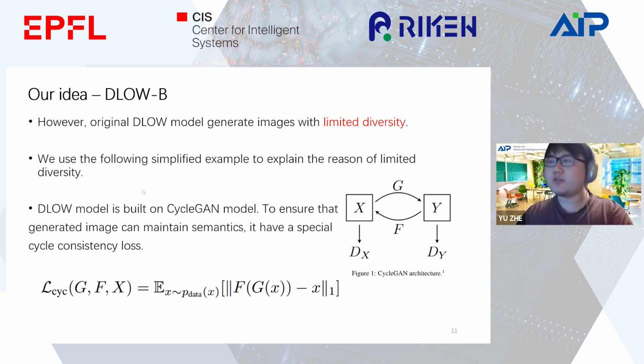However, empirically, we find the original DLO models have some limitations. That is, original DLO models can only generate images with limited diversity. And we will use the following simplified example to explain why this happens.